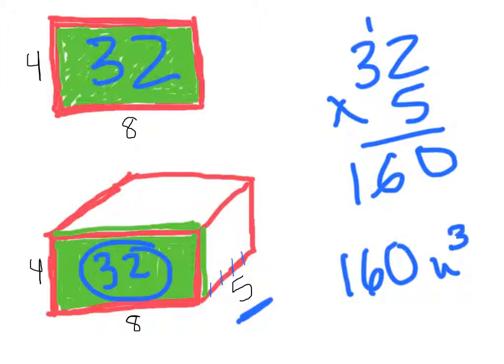Now the reason I use cubed: in squaring, we had 2 numbers multiplied together. In volumes, we have 3, so we have 3 sides. So it's going to be units cubed.